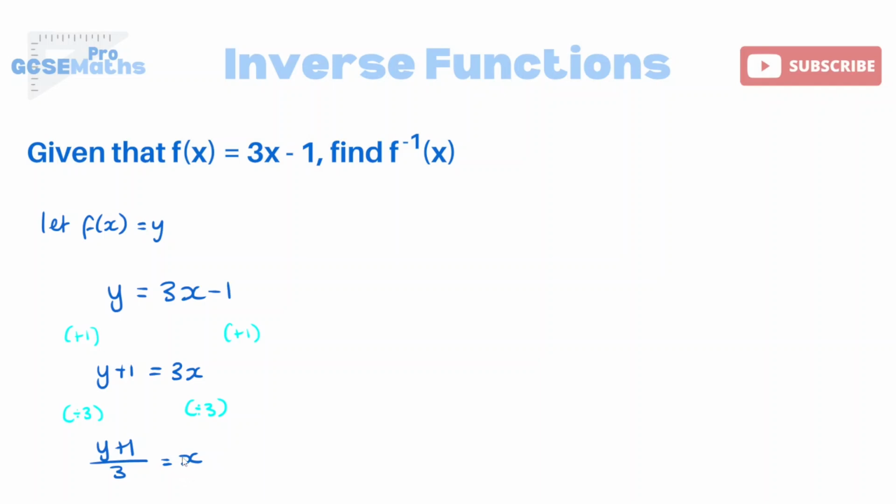This is what I mean by we've turned it inside out. We've literally reversed it. Inversed it, haven't we? Do you see how before it was -1, now it's +1? Before it was multiplied by 3, now it's divided by 3. So it's literally the opposite, isn't it?